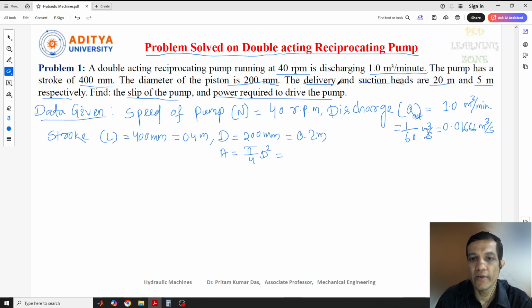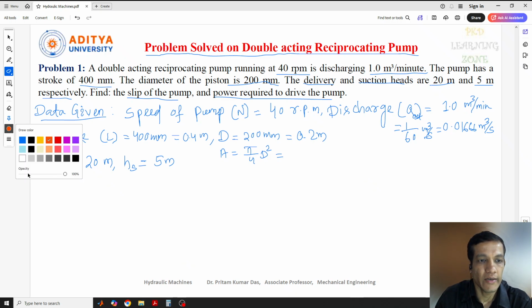Now the next one is the delivery head and suction head. The delivery head is how far the water needs to be delivered from the pump. So the delivery head HD is 20 meter, and the suction head HS is 5 meter. These are the data that are given in our question.